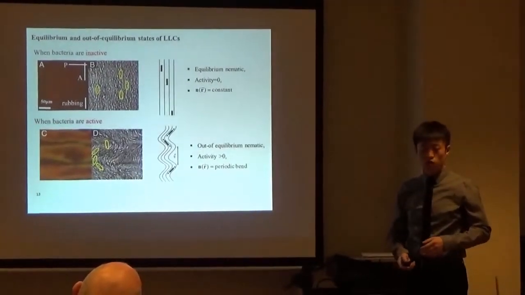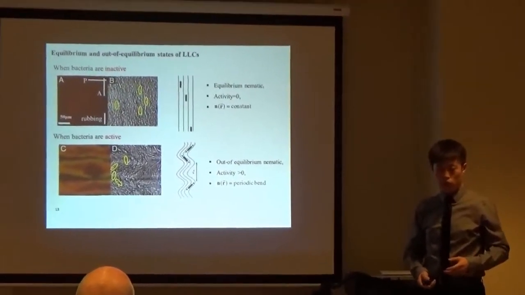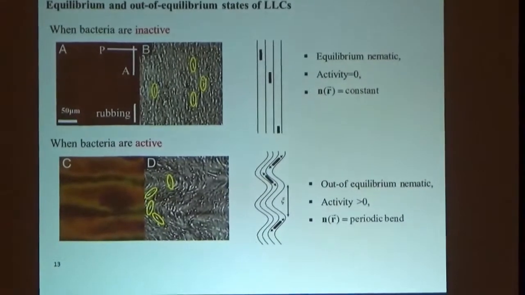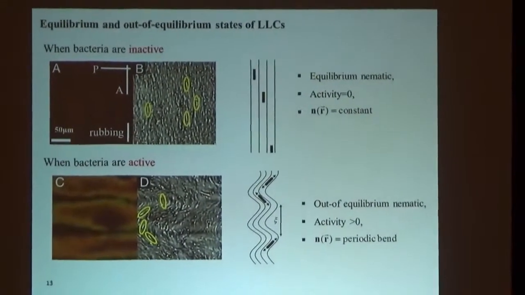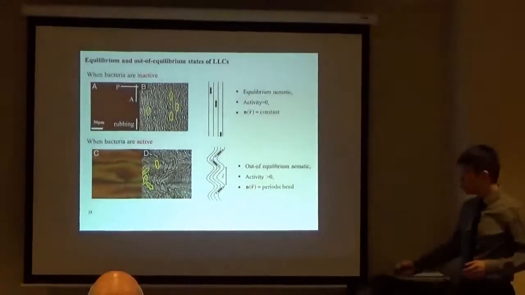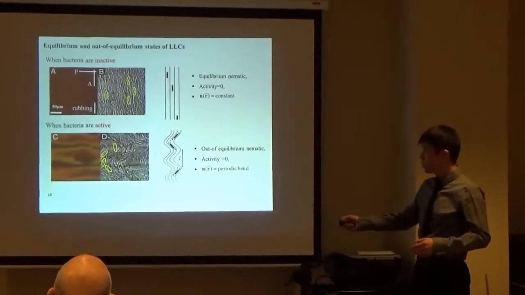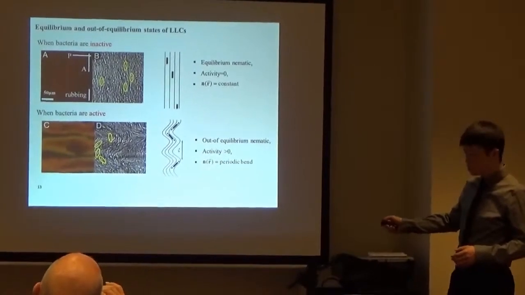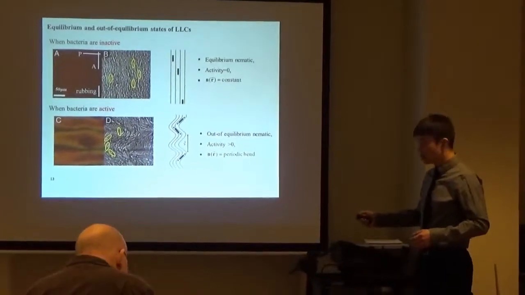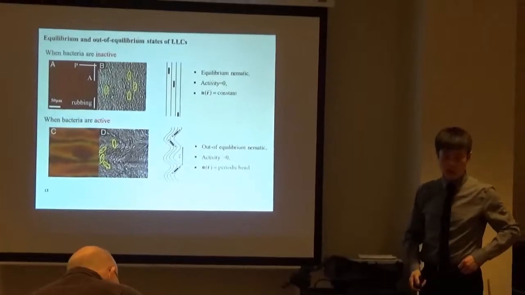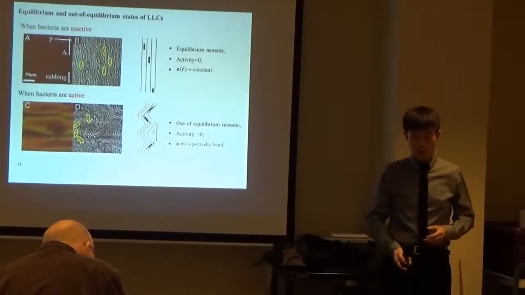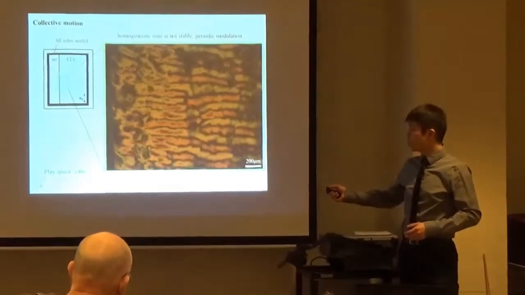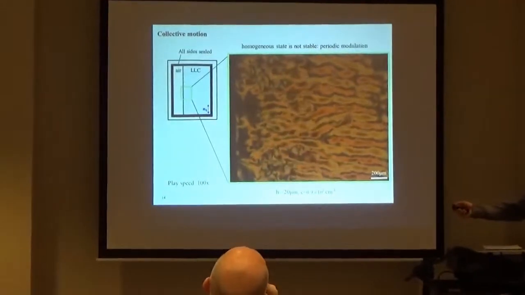But when you turn on the activity by supplying the oxygen, these bacteria start to move, and as a collective result, they distort the director field around them. They create this periodic band deformation, which is shown on the polarizing microscope here, and in a schematic like this. So when activity is bigger than 0, the director field becomes periodically distorted. So here is a movie of the actual experiment.